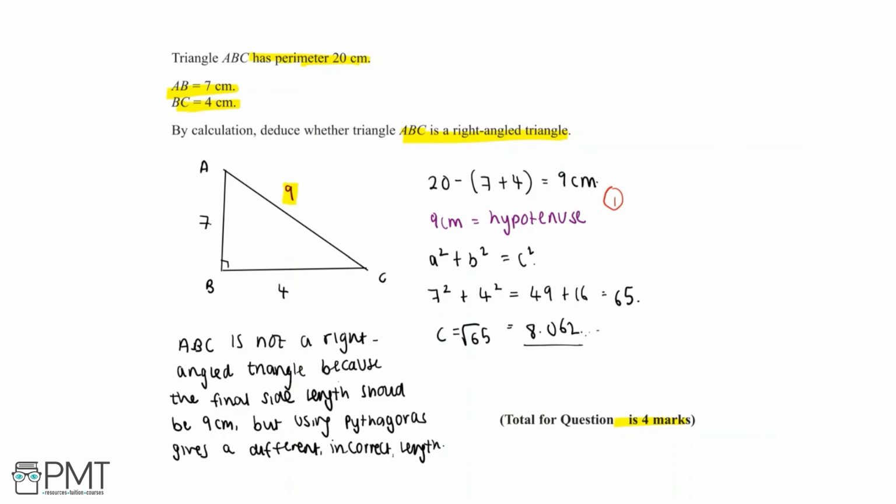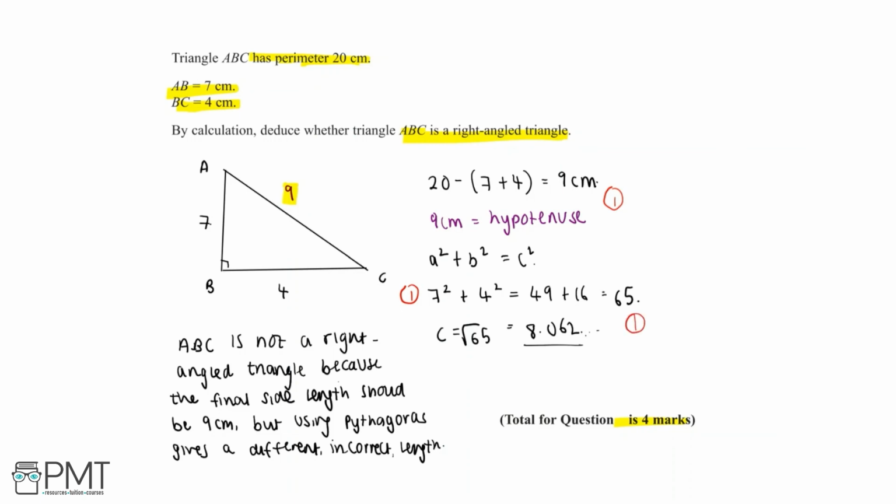Now the second mark is for using Pythagoras and saying 4 squared plus 7 squared will be equal to c squared. Now the third mark is for finding that c squared is equal to 65, but we know that c squared should be equal to 9 squared, which is 81, giving us that third mark.